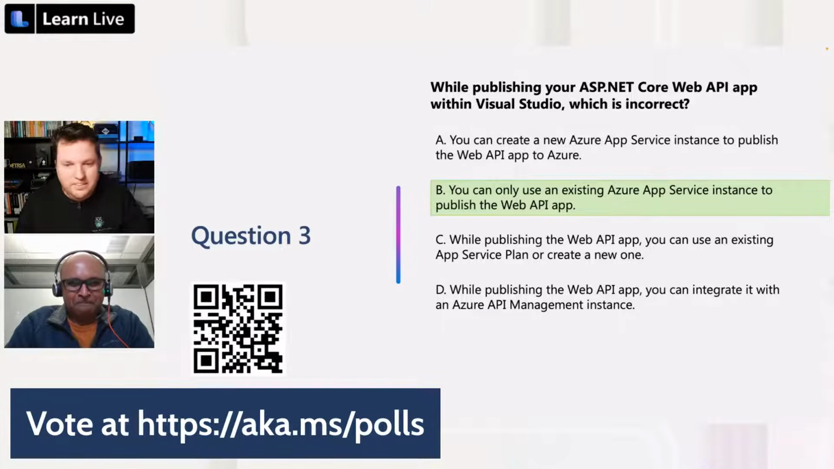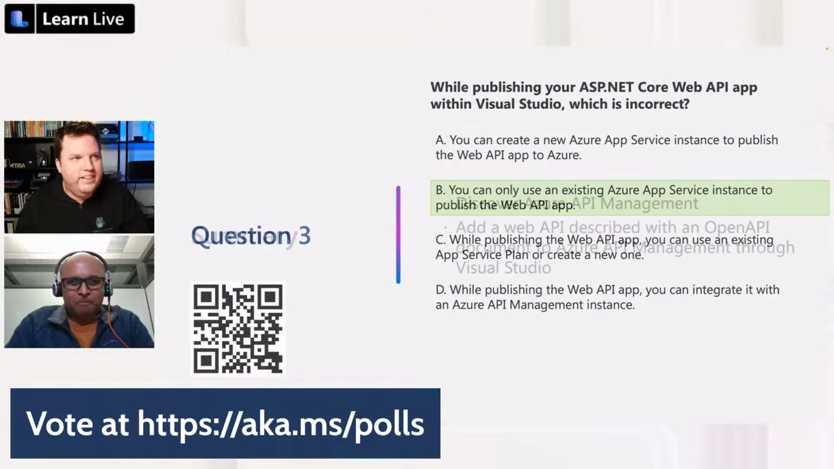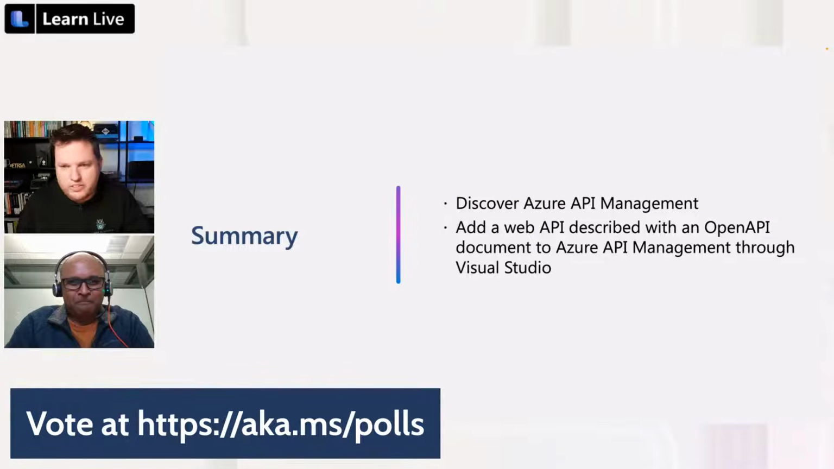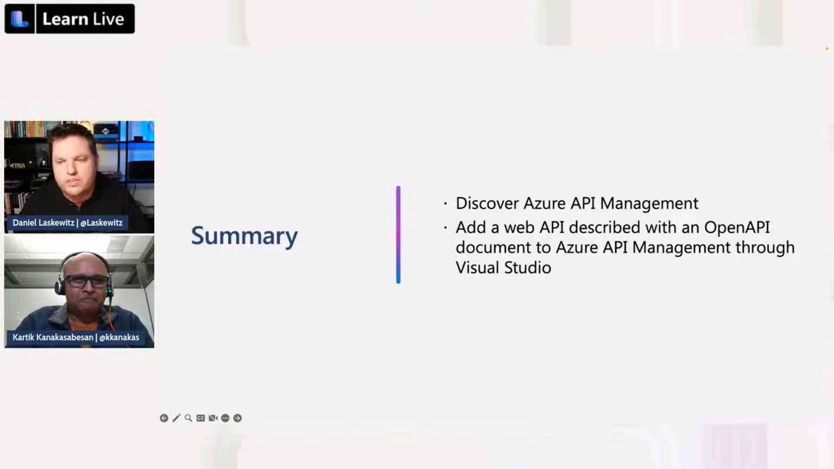So we are now at the end of the knowledge check, and let's have a short summary. In this module, we covered discovering Azure API Management. We showed you all the different possibilities of Azure API Management. Next, we added a web API described with an OpenAPI document to Azure API Management through Visual Studio. And that was the whole right-click and publish experience.